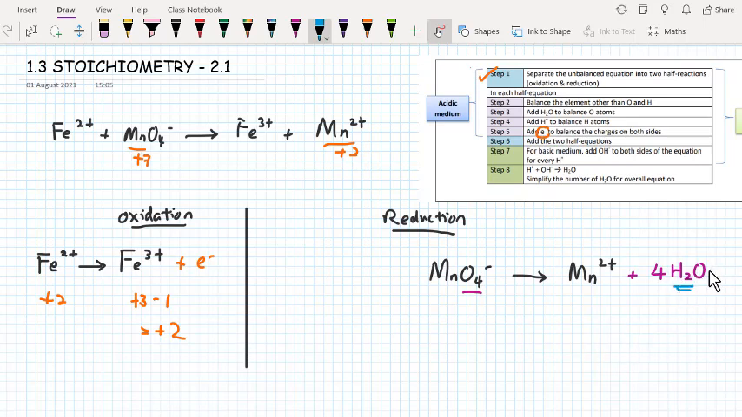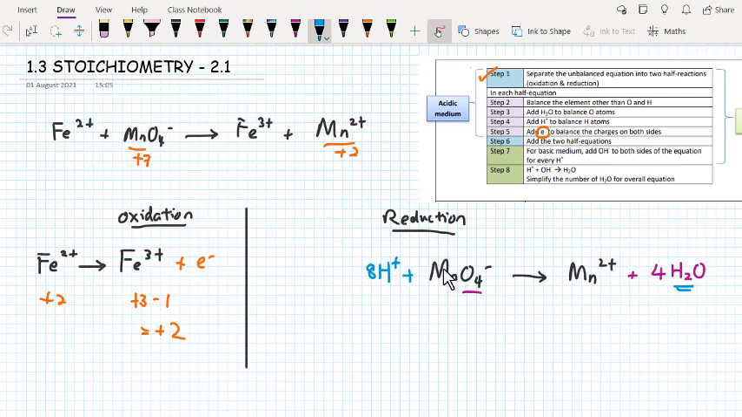On our right hand side, altogether we have 8 hydrogen. So on our left hand side, you need to add 8 H+. I repeat now, the one in blue color: because of this 8 hydrogen on our right, we need to add another 8 H+ on the left.